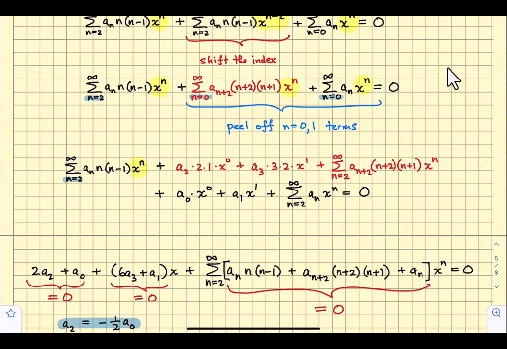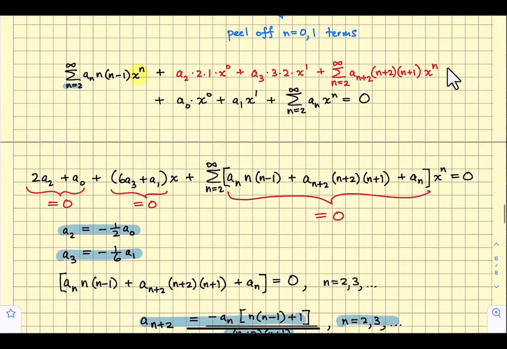So now, look at our summations. They all have an x to the n on the back end, and they all start at n equals 2. So why don't we gather these terms together, gather our sums together, and rewrite it as one big summation. So if you just gather the like terms here, you're going to get an a2 plus an a0. That will be my constant. If you notice that there's one term that has an x in it and another term that has an x in it, why don't we put those together and factor out the x?